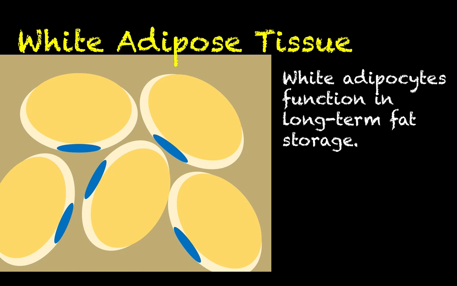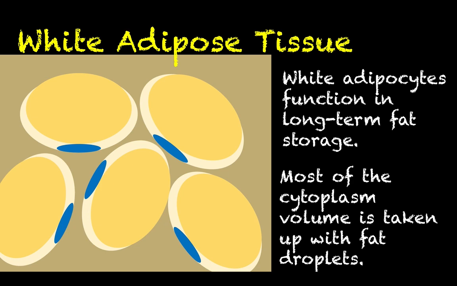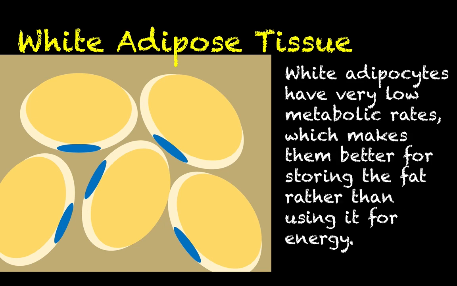These are going to function in long-term fat storage. If you actually look at what these cells look like, you can see that the vast majority of the cytoplasmic volume of these cells is taken up with these large fat droplets that are stored up. You can really get the picture here as far as how much of the volume is taken up, because you can see the cell's nucleus is kind of pushed off to the edge towards the plasma membrane, not unlike what we saw with skeletal muscle fibers. So, like I said, most of the cytoplasmic volume is taken up with these fat droplets.